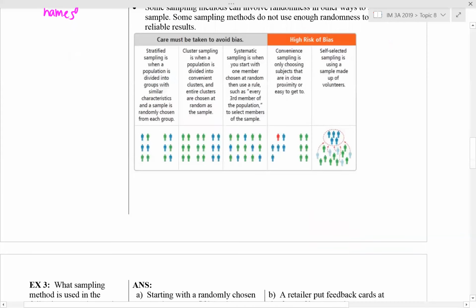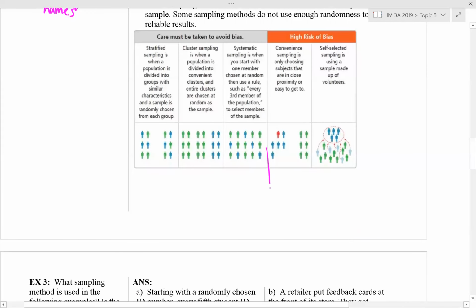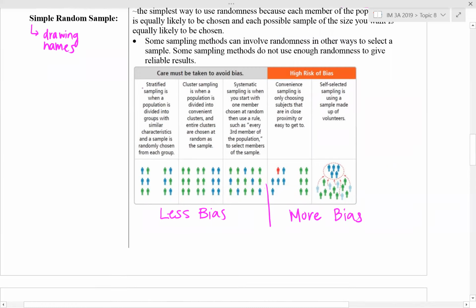And we're thinking about this on a continuum or in categories. So these three on the left are less likely to be biased, and the ones on the right are more likely to be biased. And so that's what this is: care must be taken to avoid bias represents that. These can still be biased, but they're less likely to.